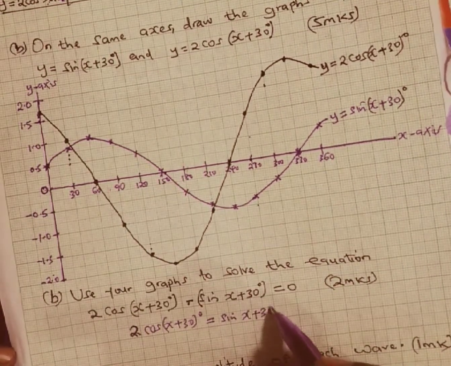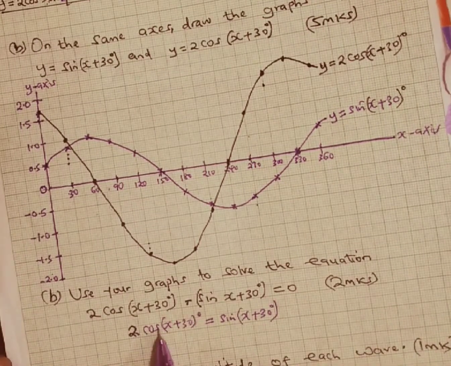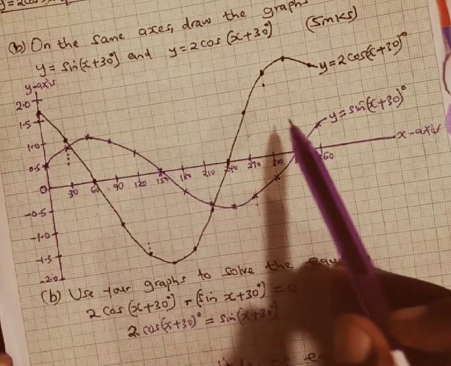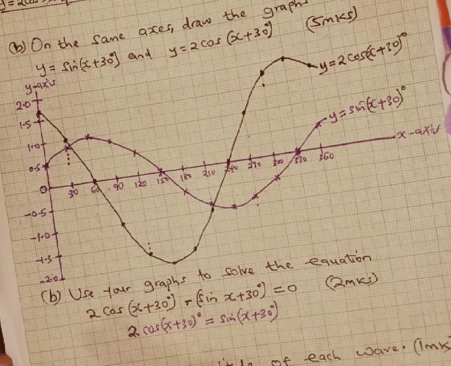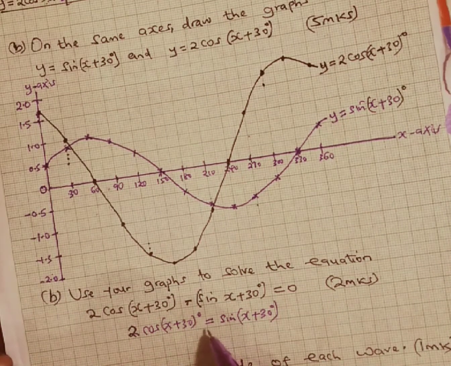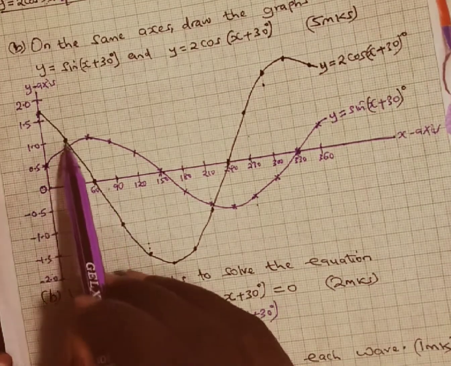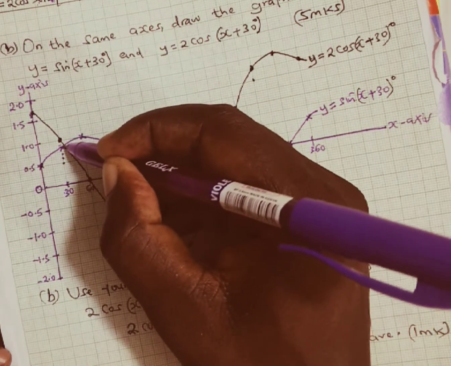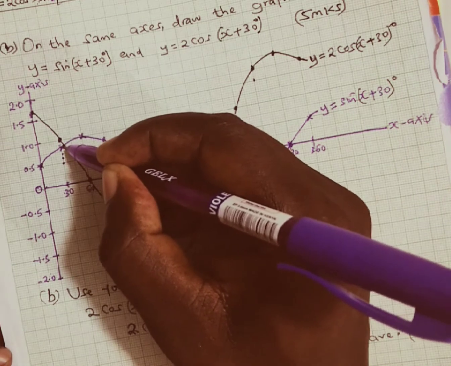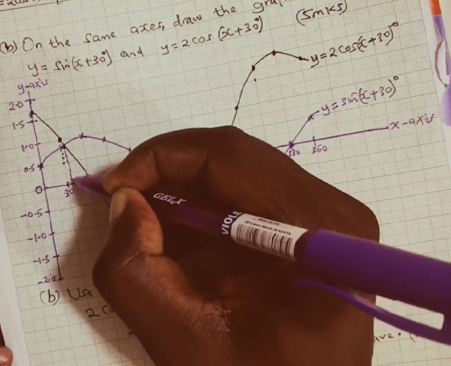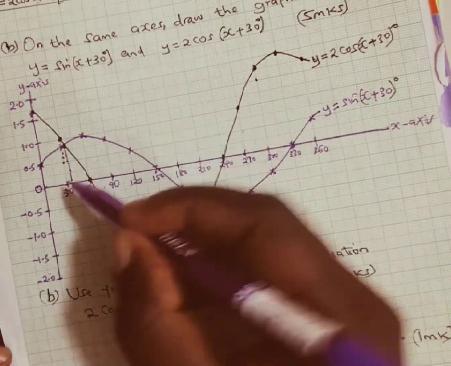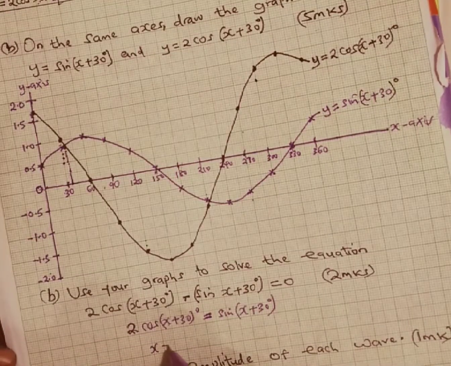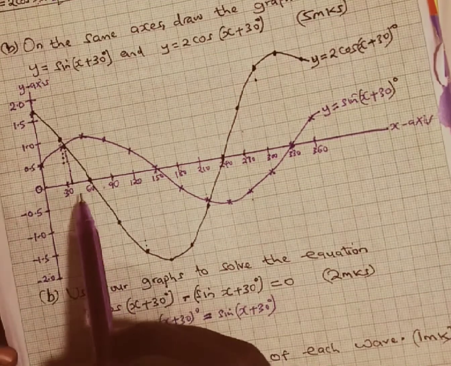What it means is that these two curves are equal at some point, and the two curves are equal at the point where they intersect, and that is going to give us the solution for that particular function. You go to where the two curves intersect, then you come along this towards the x axis, then you read off the value of x at this particular point.